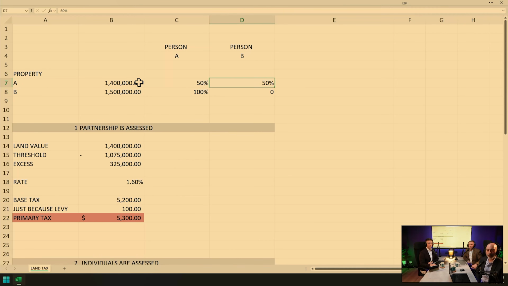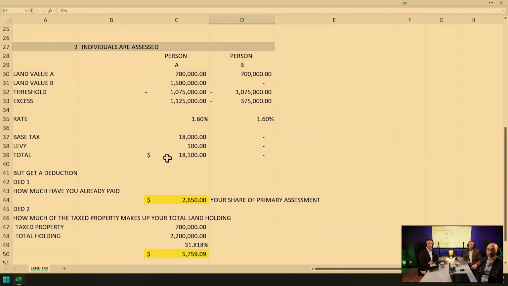Then what happens below that? Then we get the secondary assessments. If you can scroll down a bit, what they'll do is assess each person individually. Person B is probably the easiest one to go through here. They say, person B, okay, now you've got $700,000 in land value A. You've got nothing of land value B.